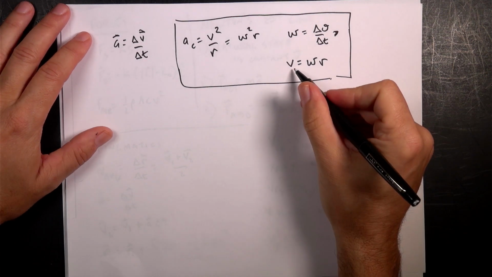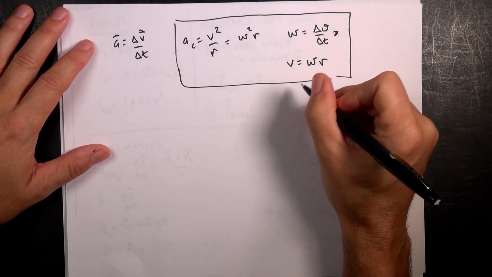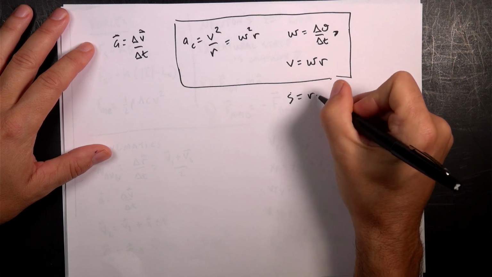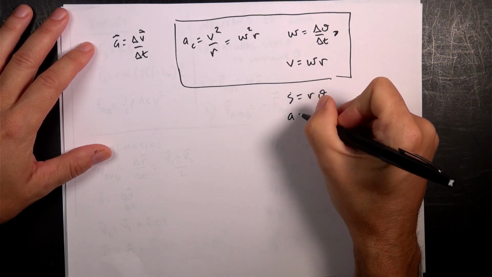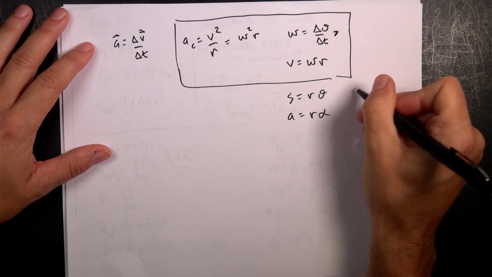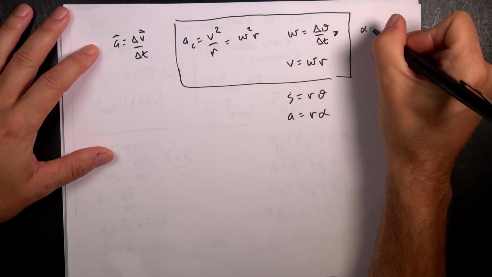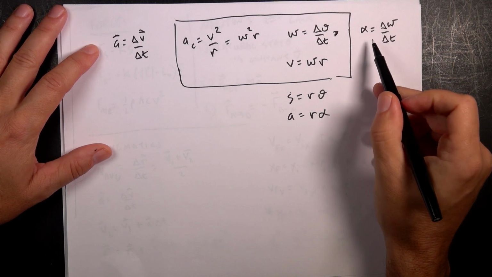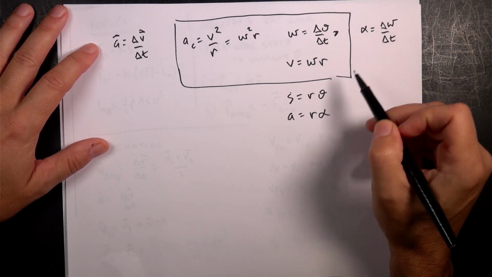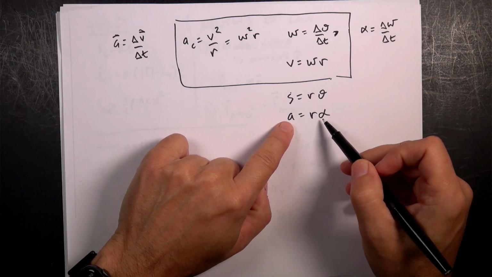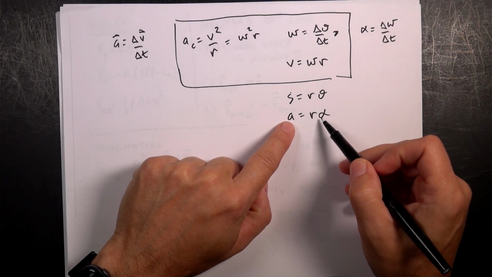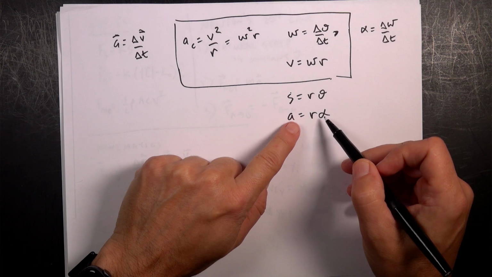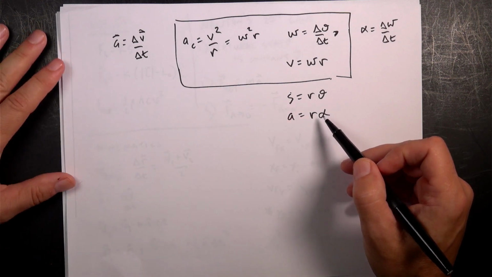Then we also have the other relationships for angular quantities. S equals r theta, a equals r alpha. So alpha is equal to delta omega over delta t. It's the angular acceleration. How fast is the angular velocity changing? And so if I have an object moving in a circle with the changing angular velocity, then I can find the acceleration along that circle.